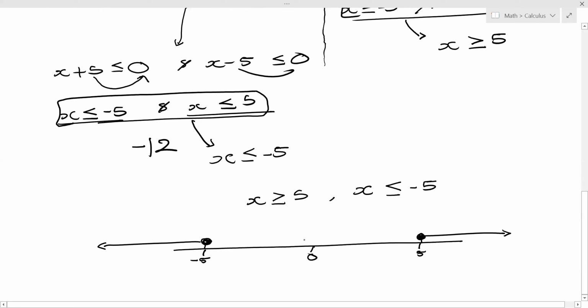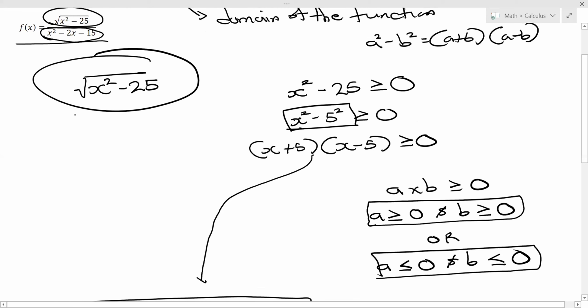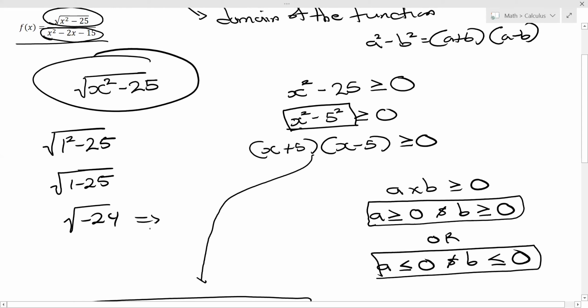And if we decide to pick it, let's just test it and see. Let's say we pick a number 1. Let's see what's going to happen to this function. If x is 1, we're going to have 1 squared minus 25. It's going to be 1 minus 25, the square root of -24. Undefined. It doesn't exist. You're going to have an error.